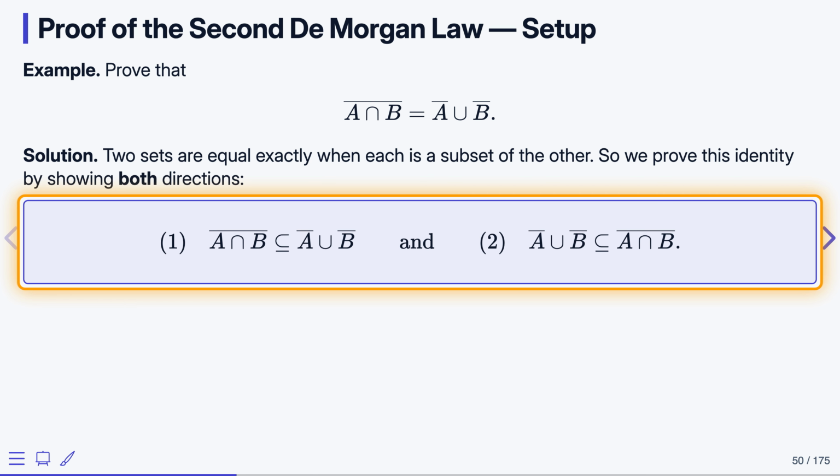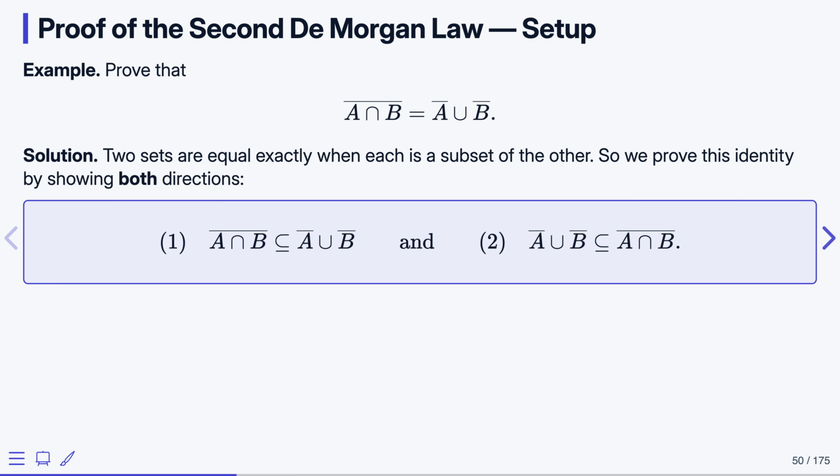Part 1. The complement of A intersect B is a subset of the complement of A union the complement of B. Part 2. The other direction. The complement of A union the complement of B is a subset of the complement of A intersect B. If both directions hold, the two sets are equal. We prove part 1 next and part 2 after that.